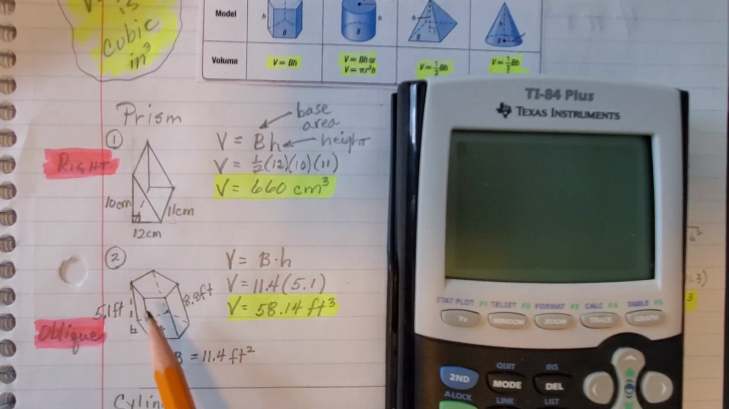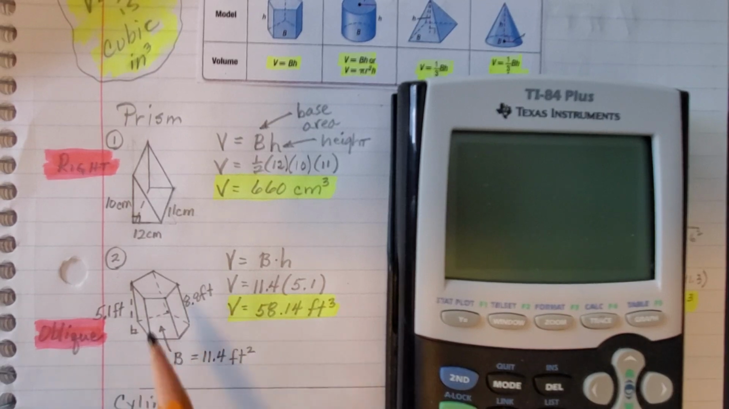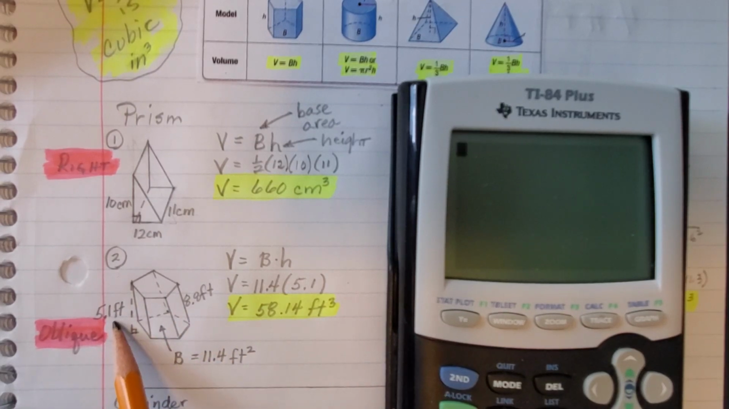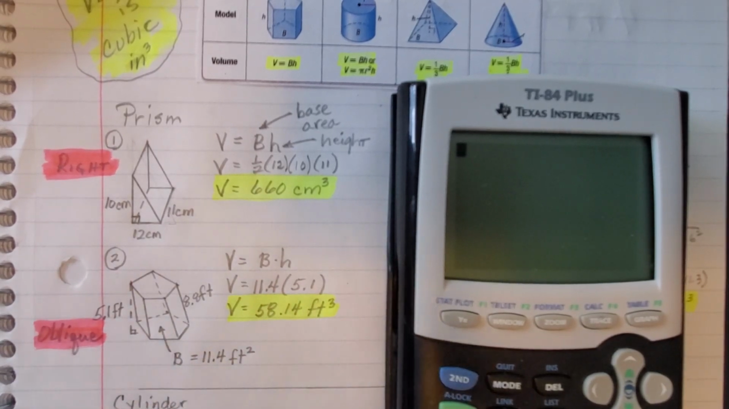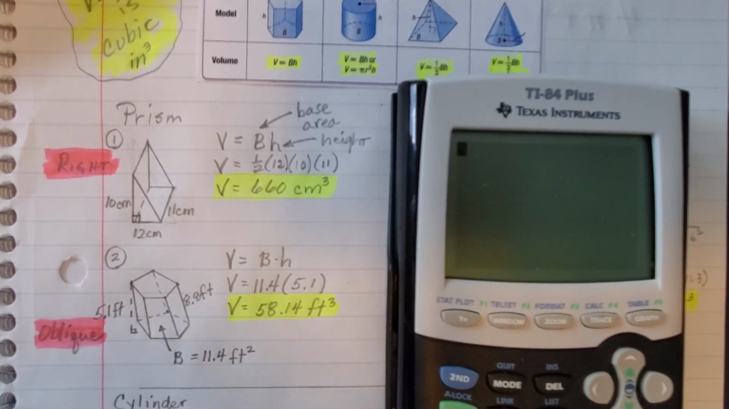Whereas oblique is kind of on an angle. This height here is 5.1 feet. So you find the base area first. Now, they gave you the base area in this one. Sometimes they don't give you the base area. Sometimes you're going to have to find it, using an apothem or a variety of different formulas to find the area of the base.